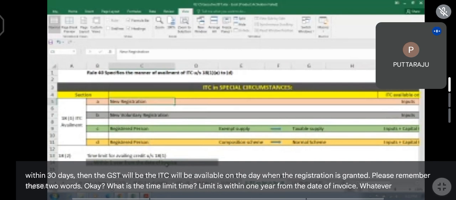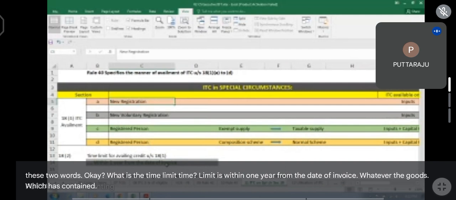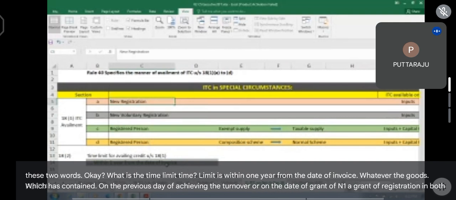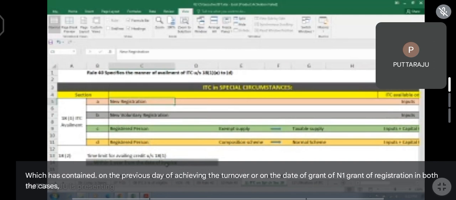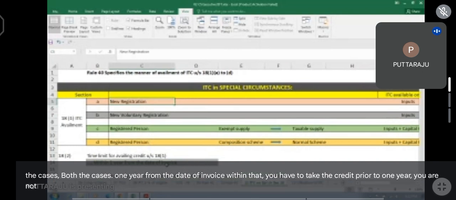Whatever goods are contained on the previous day of achieving the turnover or on the date of grant of registration, in both cases, 1 year from the date of invoice. Within that, you have to take the credit. Prior to 1 year, you are not supposed to take the credit. Understood?